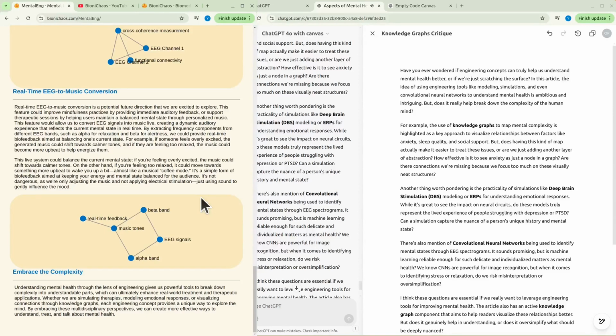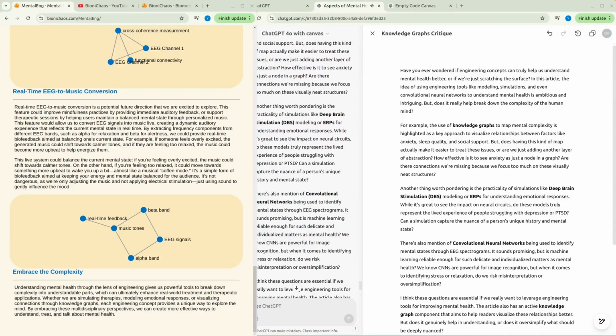Another thing worth pondering is the practicality of simulations like deep brain stimulation, DBS, modeling, or ERPs for understanding emotional responses. While it's great to see the impact on neural circuits, do these models truly represent the lived experience of people struggling with depression or PTSD? Can a simulation capture the nuance of a person's unique history and mental state?